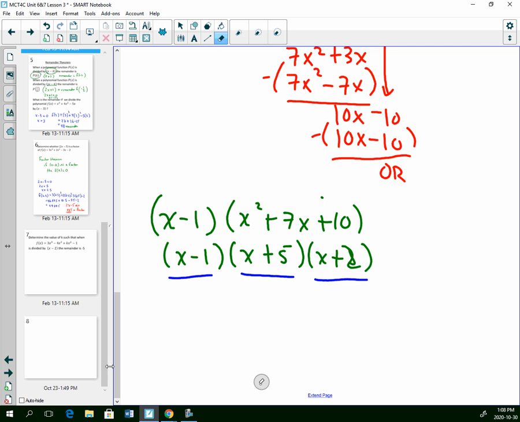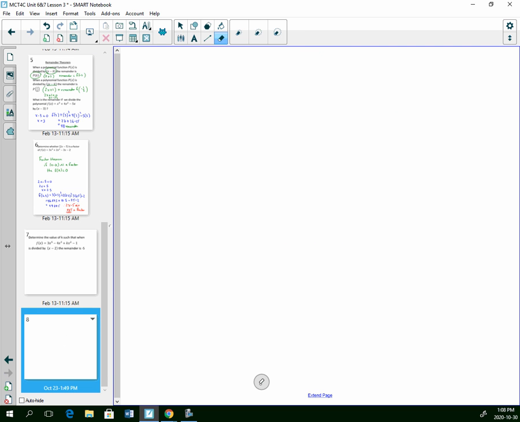I'm going to do one more. So let's find, let's see. So I'm just going to write one out here. Okay, so let's say the question says factor this function.